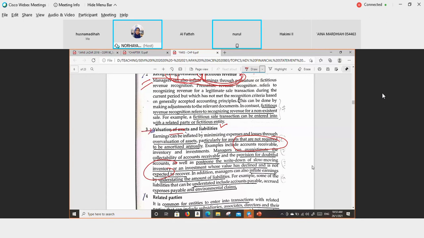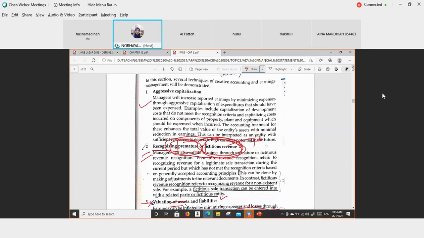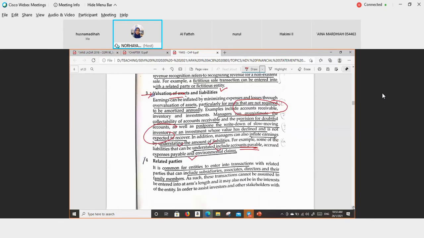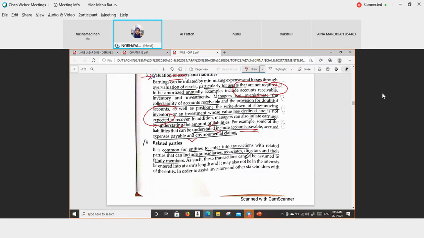So managers can also inflate the earning by understating amount of liabilities. Okay, some of the liabilities can be understated including the account payable, accrued expenses and environmental claim. So inilah the ways. Okay, ni aspek teknik-teknik tu. Ways of earnings management. This is how they manage the earnings. Okay, terus benda ni lah. Okay, recognizing of premature fictitious sales, aggressive capitalization, apa tu, evaluation of assets and liability, related parties.